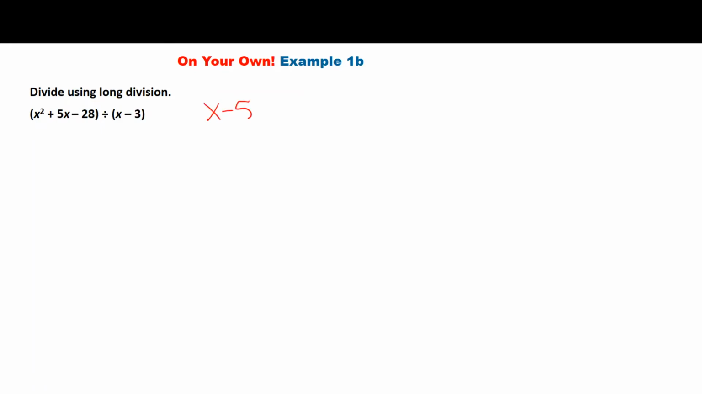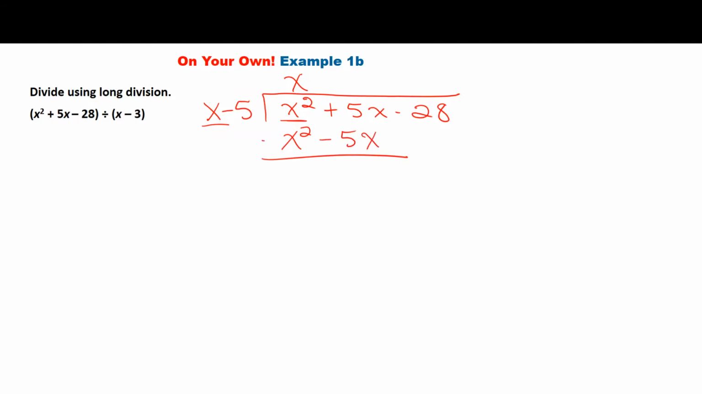Should be x minus 3. And then we're going to say x squared plus 5x minus 28. What can I multiply to get x squared? Just have to multiply by x. So x times x is x squared minus 5x. Have to change my signs on both of those. This is going to be 0. This is going to be 10x minus 28.